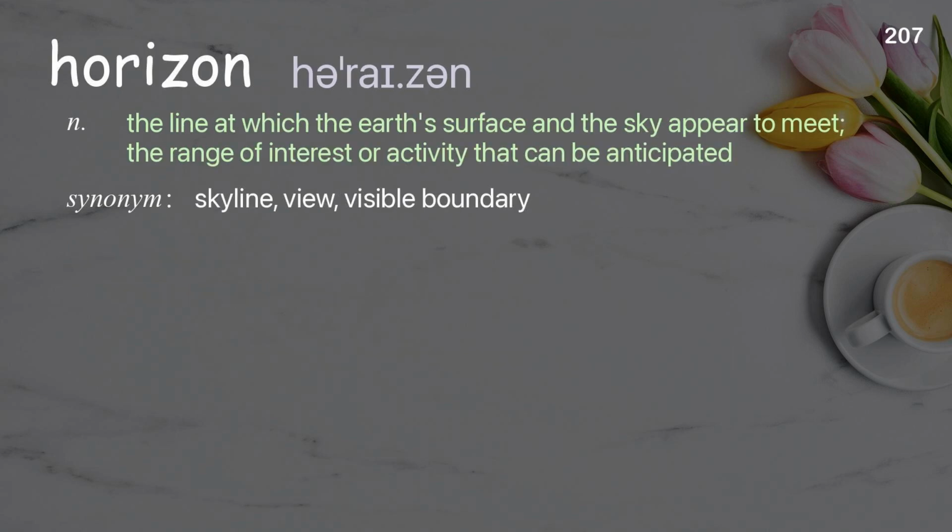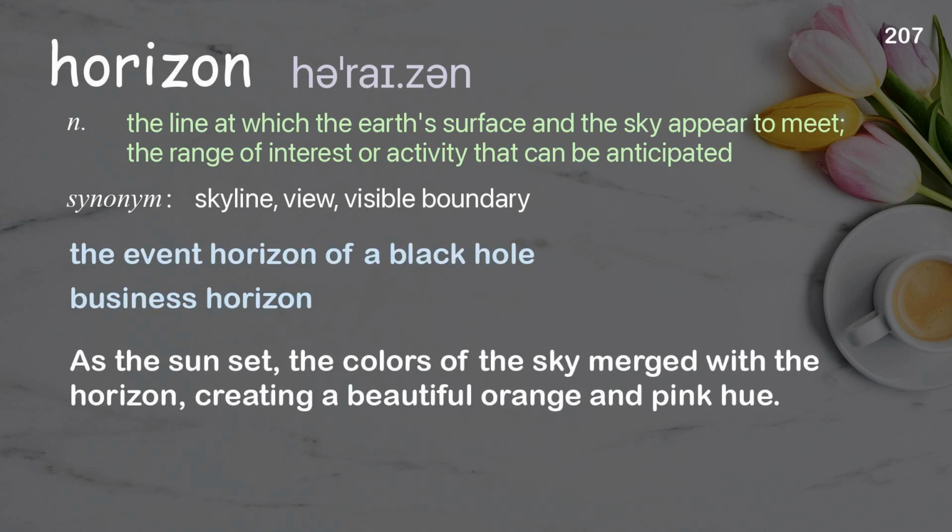Horizon. The line at which the earth's surface and the sky appear to meet, the range of interest or activity that can be anticipated. Examples: The event horizon of a black hole. Business horizon. As the sun set, the colors of the sky merged with the horizon, creating a beautiful orange and pink hue.